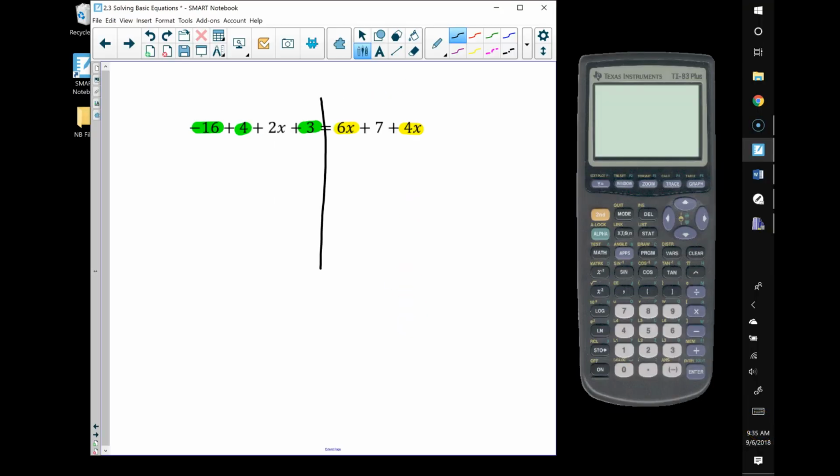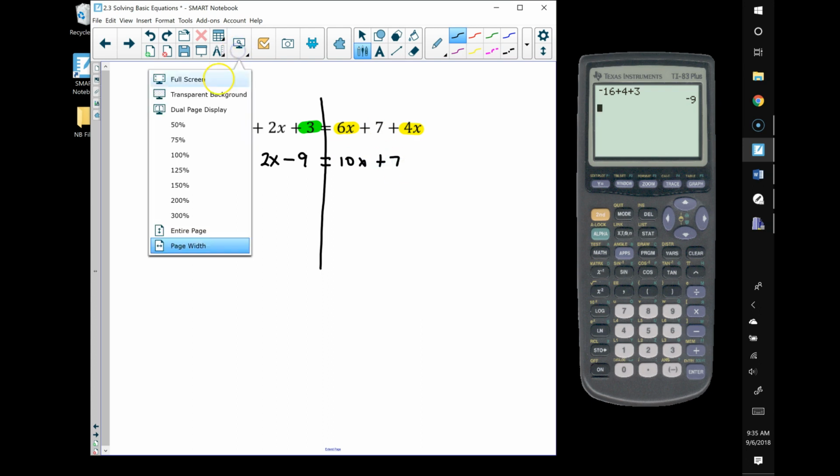Now this is where I would definitely use a calculator even for myself because I don't want to mess that up. So I'm going to put in negative 16 plus 4 plus 3 and make sure I get that correct. That is a negative 9. So I'm going to bring down my 2x, and then I'm going to put minus 9 equals 6 and 4 give me a 10x, and then bring down that positive 7.